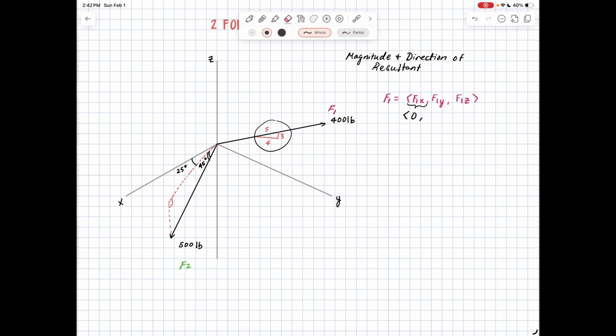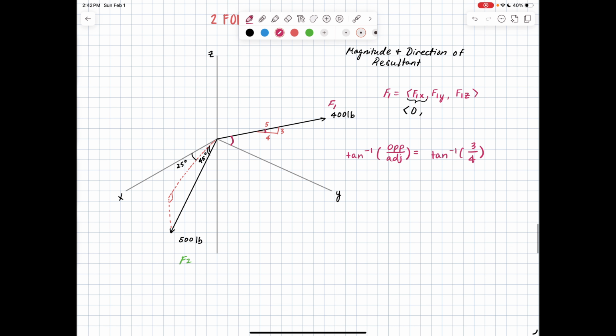Okay. So going from there, I know that this angle right over here inside equals this angle over here. So if I use my tangent function, which is opposite over adjacent, I'm going to get the tan inverse of 3, which is opposite from the angle, over 4, which is adjacent from the angle, is going to result in 36.87 degrees. Okay, so this is the angle associated with F1.